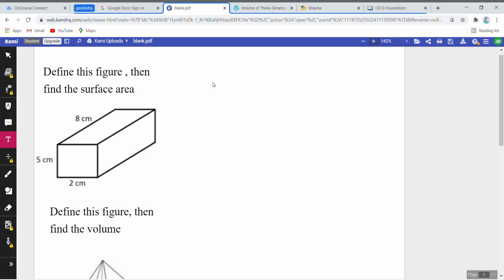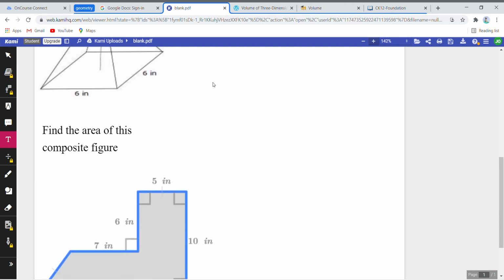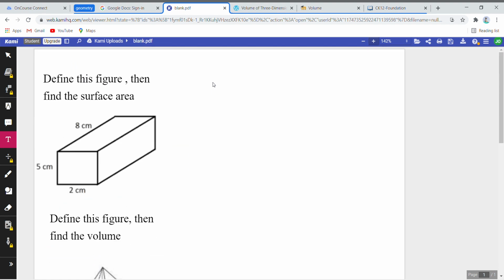Hello, and today I'll be showing you how to find the surface area of a figure, the volume of a figure, and the area of a composite figure. We'll start off with surface area. So to find the surface area, you need to start off with defining the figure.